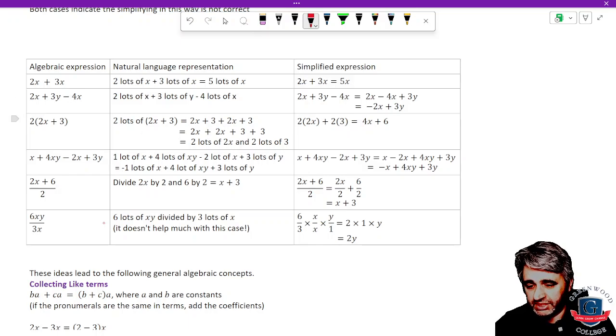2x plus 3y take 4x. 2 lots of x take 4 lots of x is negative 2 lots of x, plus 3 lots of y is negative 2 lots of x plus 3y.